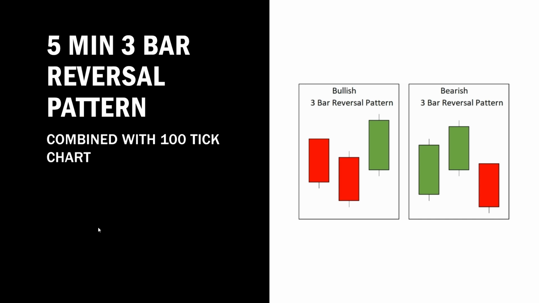What's up guys, Patrick here, and today we're going to be discussing the 5-minute 3-bar reversal pattern, and we are going to combine it with the 100 tick chart.